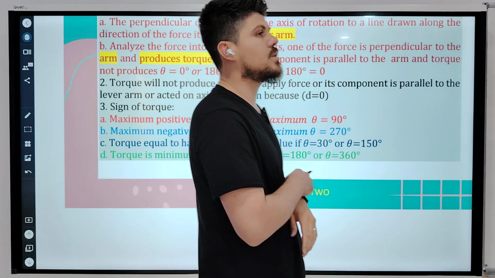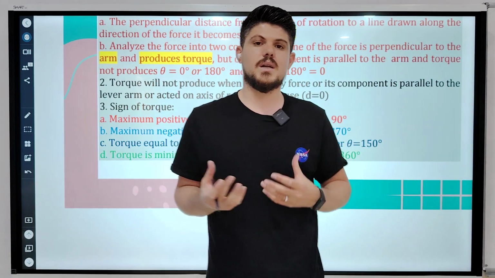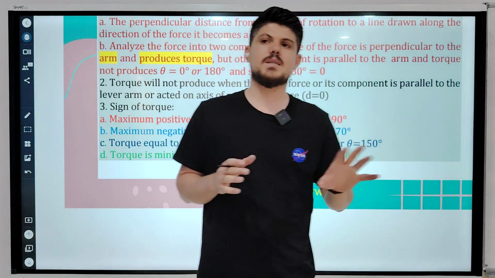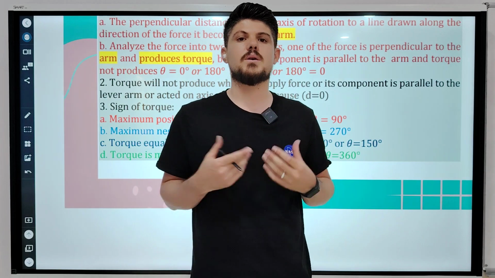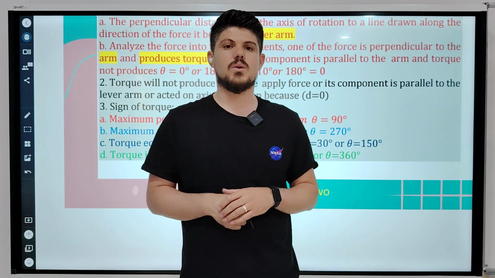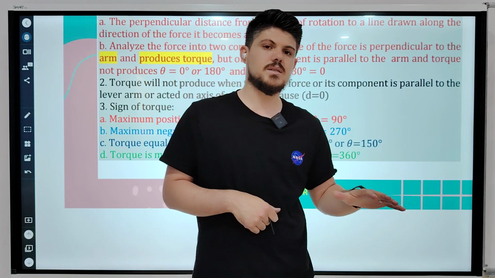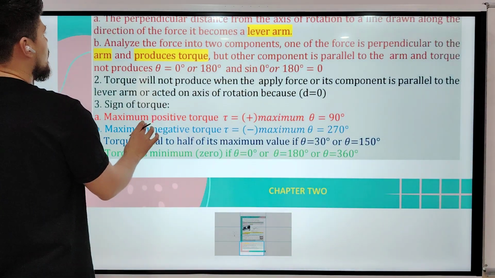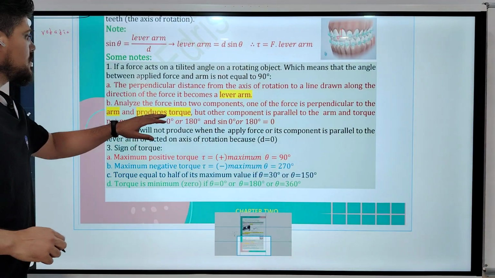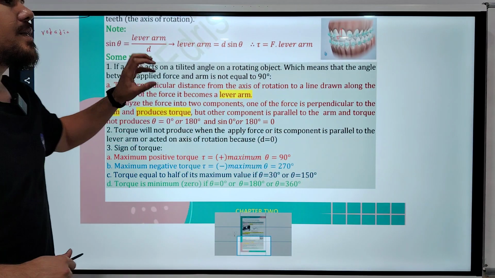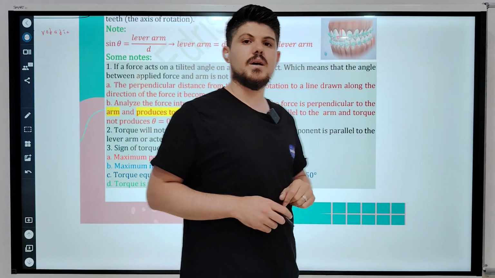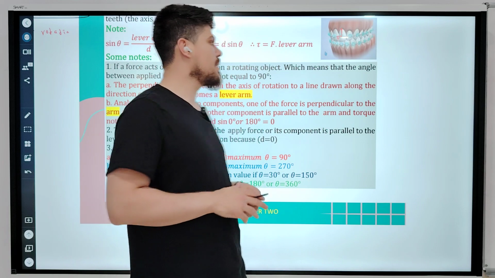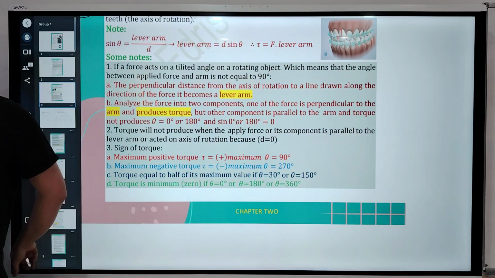When can the force be analyzed into two components? When the force makes an angle with the x-axis or y-axis, as you learned in grade 11, in chapter 2. When the force is not parallel and not perpendicular, you have to resolve this force into two components, an x component and a y component. Which component produces the torque? The component that is perpendicular to the distance. This force produces the torque. The others don't.